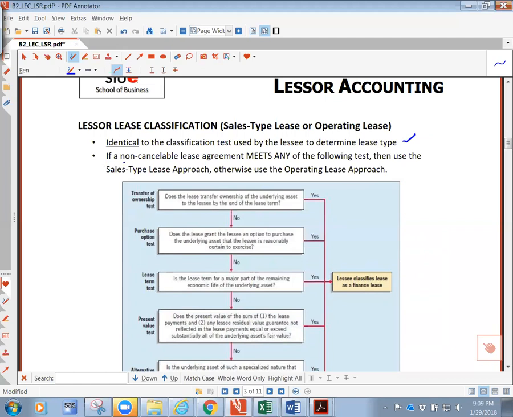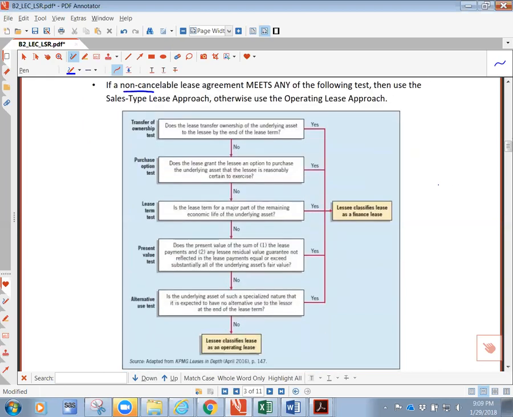Now, if a non-cancelable lease meets any of the following tests. It has to be non-cancelable because we're talking about a long-term asset. If you can cancel it, it can't be long-term. If a problem asks you to classify a lease, it's assuming it's non-cancelable. All right?